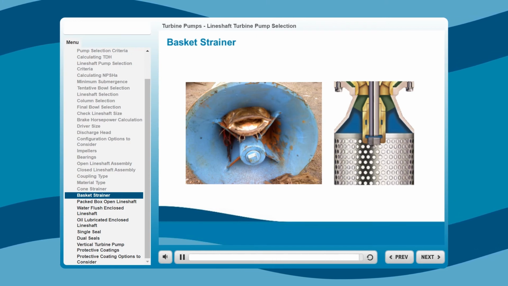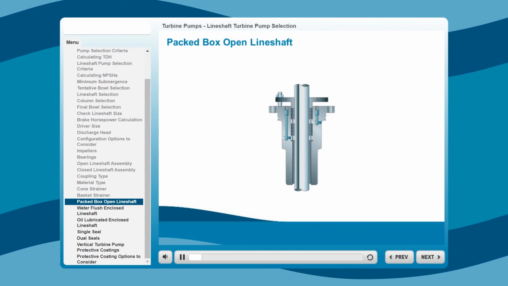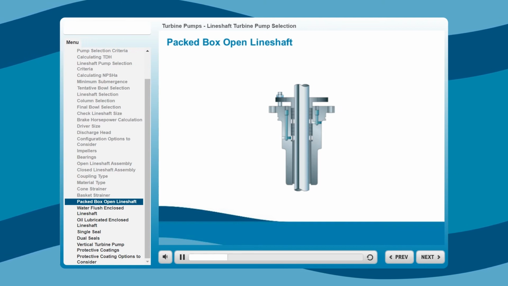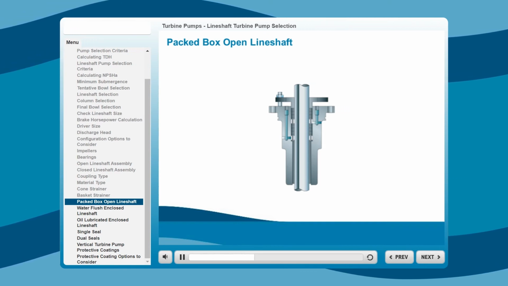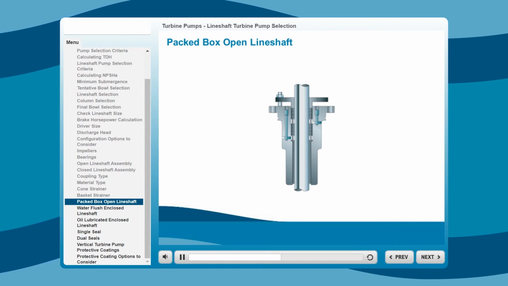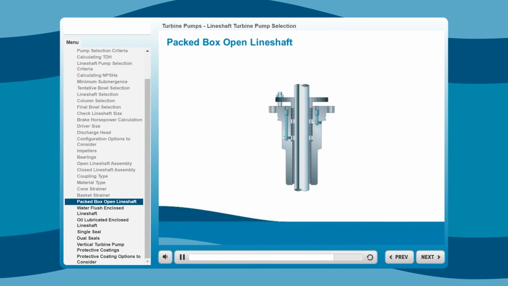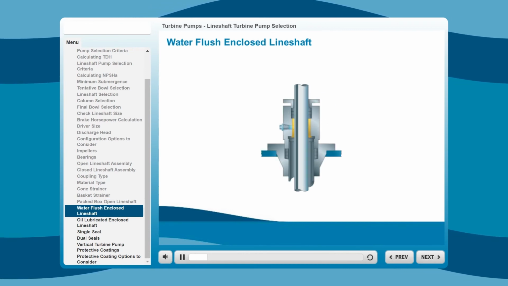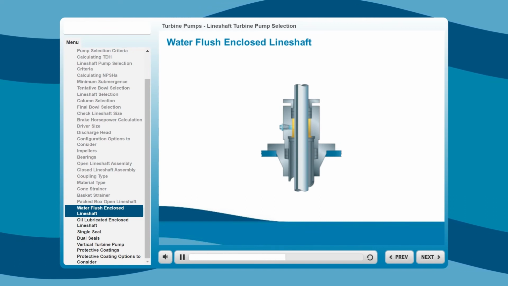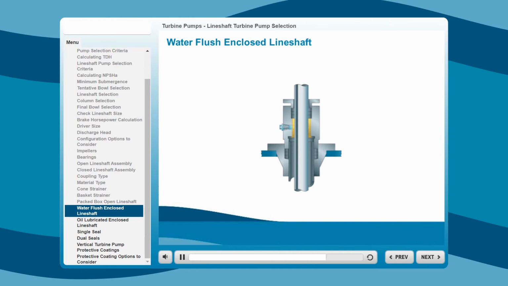The packed box is the most economical sealing method for open line shaft pumps in relatively low pressure applications. These use acrylic yarn and graphite packing. An optional shaft sleeve is available. The water flush tube connection is supplied when pressurized water is introduced into the enclosing tube for bearing protection against abrasive surfaces.